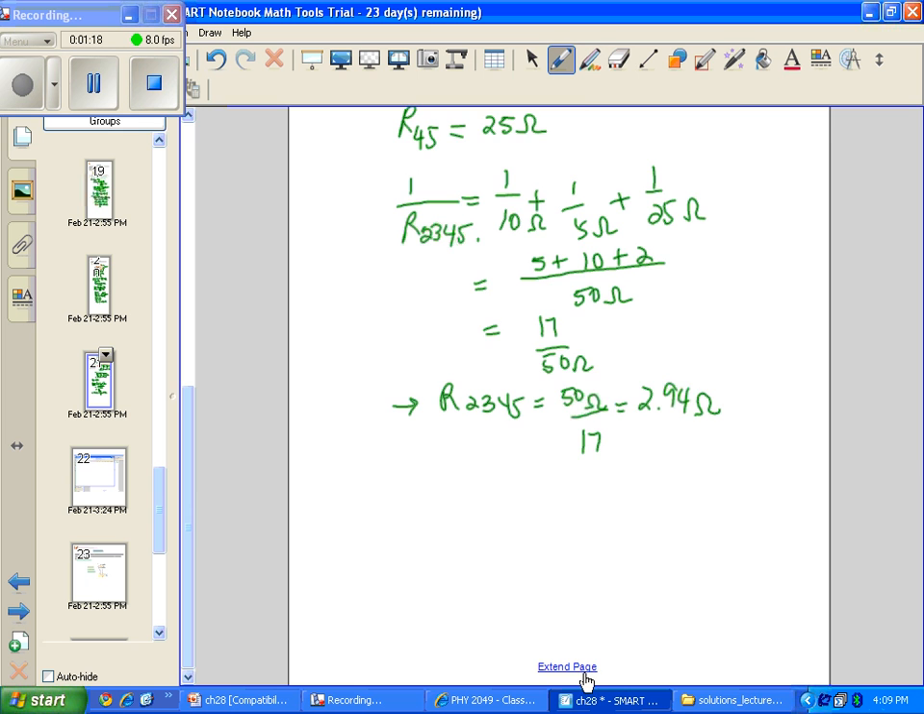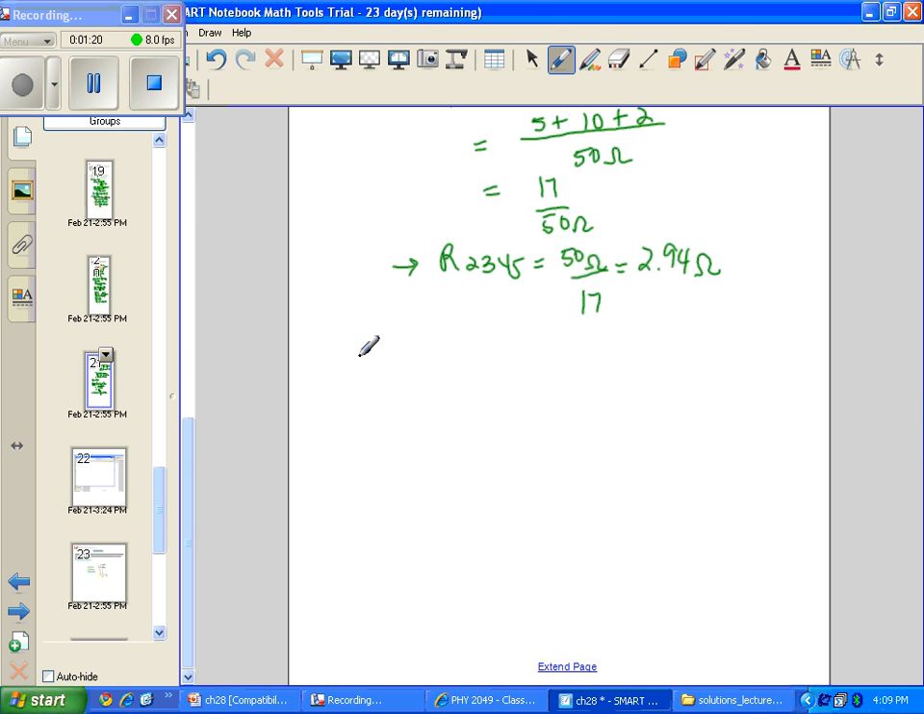Well, we're not done yet because we were asked to determine the total of R12345. In other words, R1 plus R2345, since they are in series, and so our R total works out to be 10 ohms for R1 plus 2.94 for R2345. So 12.94 ohms, or 12.9 ohms in 3 significant figures. So we've answered the first part.